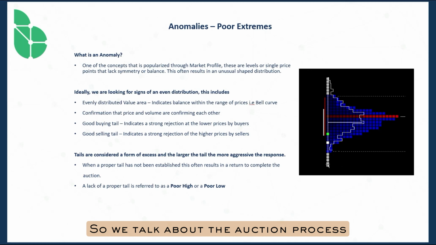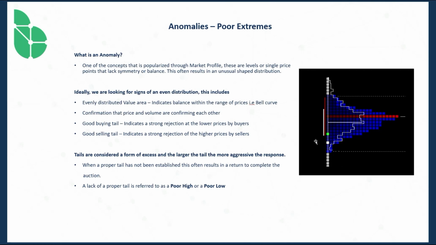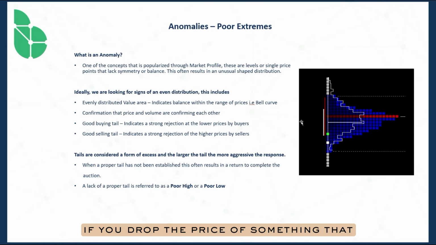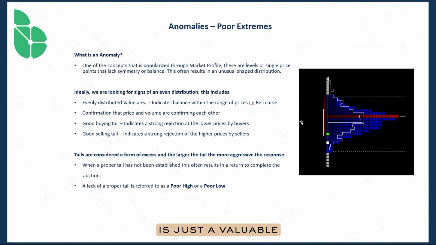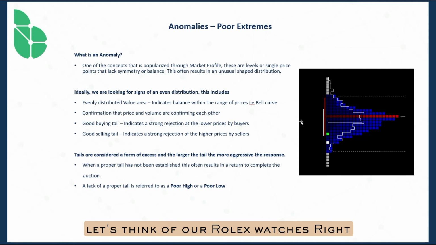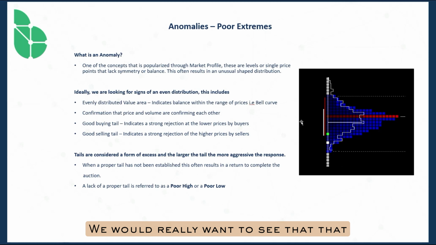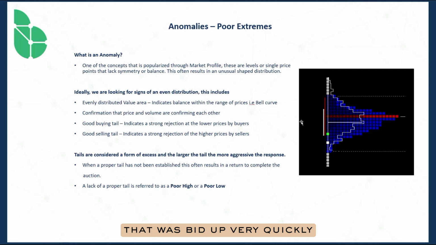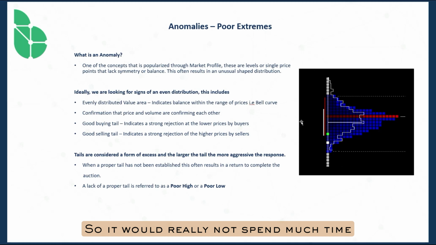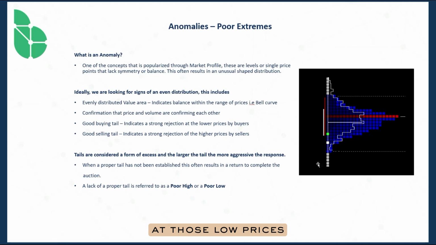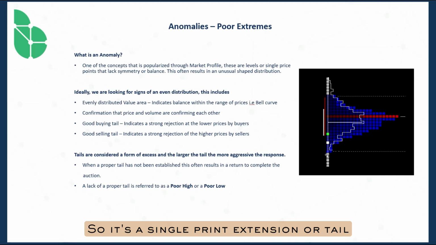A very strong rejection by lower prices. We talk about the auction process, and how in a normal auction, if you drop the price of a valuable good, off the top of my head, let's think of Rolex watches. If you were to considerably drop the price of a Rolex watch, what would we really want to see? We would want to see that it was bid up very quickly, if we assume there was a lot of demand there. So it would not spend much time at those low prices, and that's what you're seeing with this good buying tail. It's a single print extension or tail.